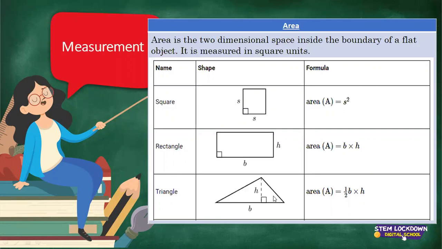If the height is not given, you can use what we call the area rule. The area rule is half AB sine C, or half BC sine A, or half AC sine B, as the case may be. But for now, for a triangle with a height perpendicular to the base, the area of the triangle is half times base times the height.